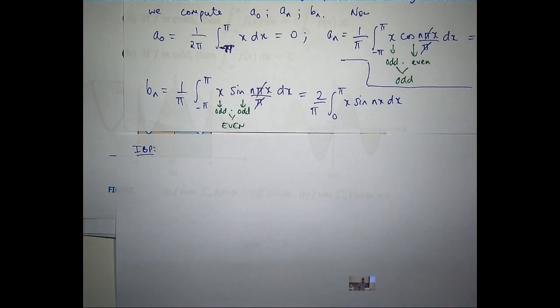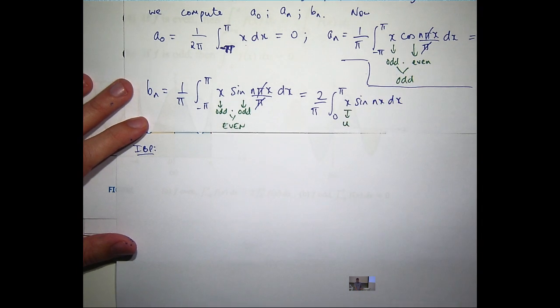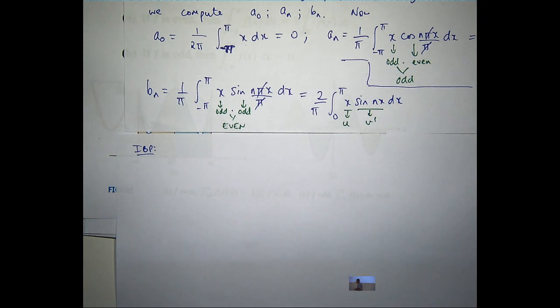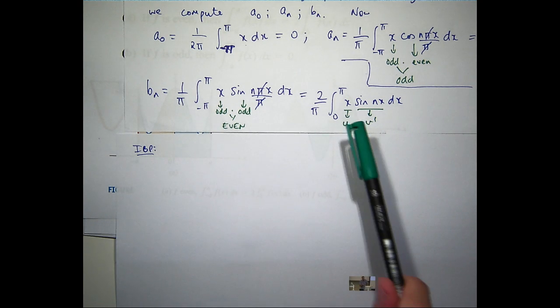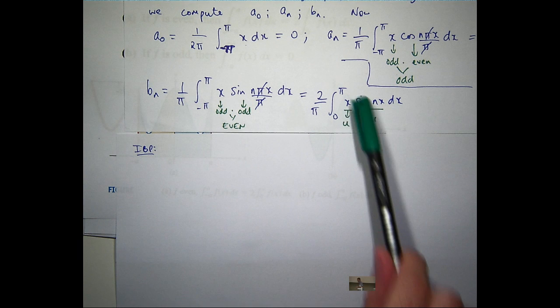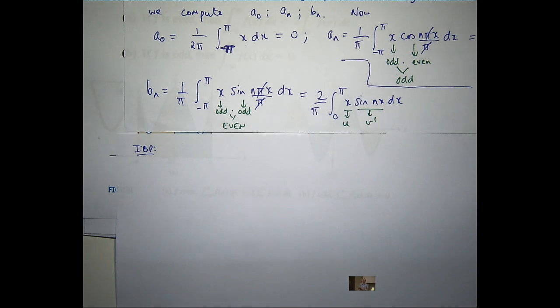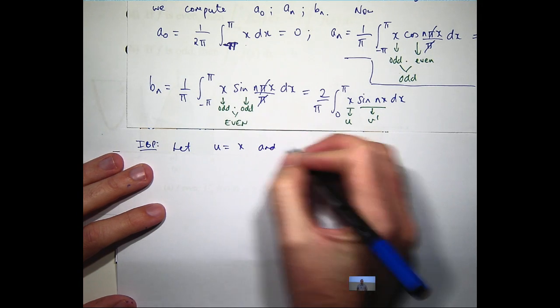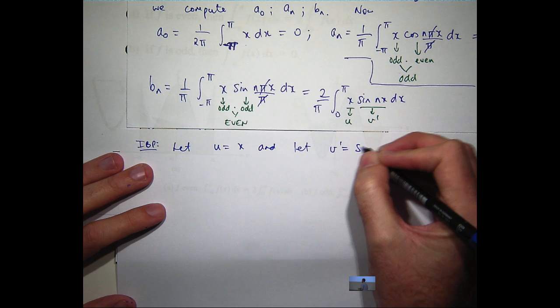Yeah, so choose, say, u equal x and v prime equals sine nx. Why would I choose u equal x though? That's right. A good starting point with your choice is let u equal x in this case. When we differentiate, I get a simpler function. If I differentiate x, I get a simpler function, 1. Now, that will help you a lot of times. It's not foolproof, but it will help you a lot of times. So, let u equal x and let v prime equal sine nx.